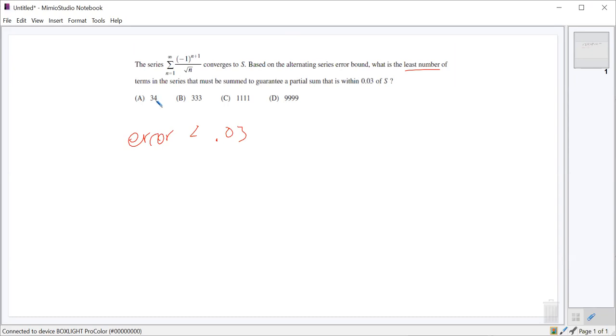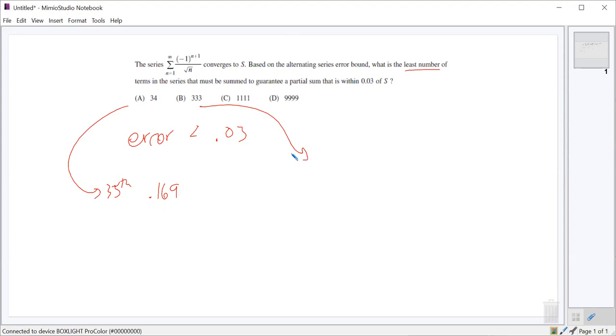So if, for example, we have 34 terms, the next term would be 35. So that would give us the square root of 35 up there. And if you do 1 over the square root of 35, let me grab my phone here next to me, so I can approximate that square root real quick. There we go. So the 35th term gives you 0.169.